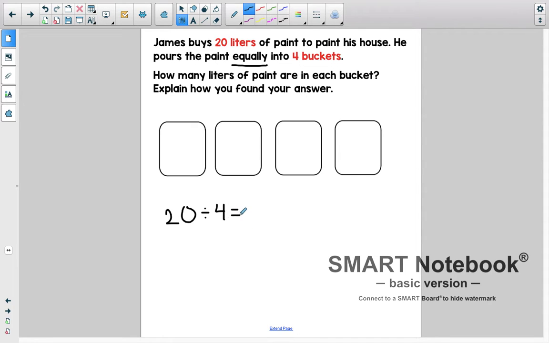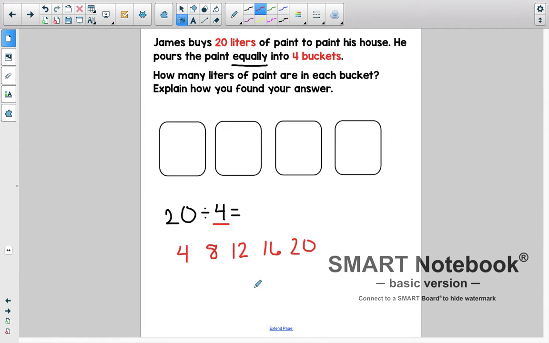So in my other video, I had mentioned that when we have a division problem, we have to look at the smaller number because that's what we're going to count by. So what is my smaller number, 20 or 4? It's 4. So I'm going to count by 4s until I get to my total, which is 20. So let's count. 4, 8, 12, 16, and 20.